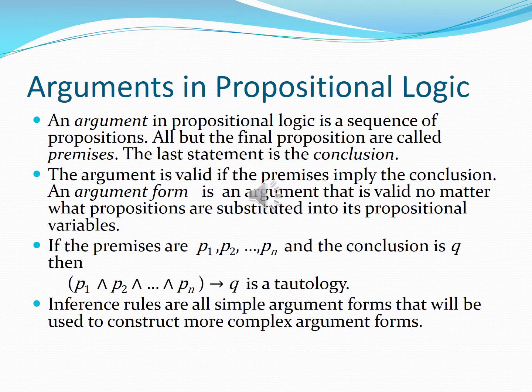If the premises are P1, P2, all the way to Pn, and the conclusion is Q, then P1 and P2 and P3 and P4 all the way to Pn implies Q. If this conditional statement is a tautology, then we say this argument is a valid argument. Inference rules are all simple argument forms that will be used to construct more complex argument forms.